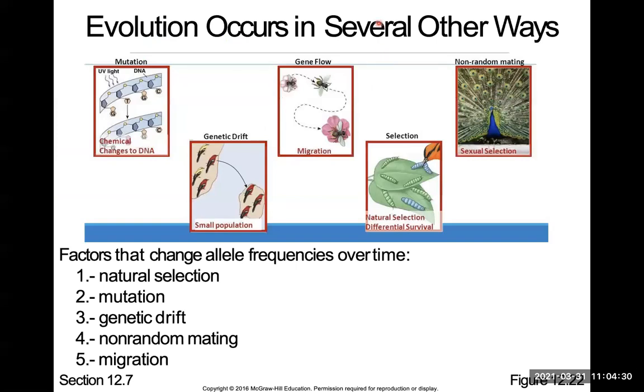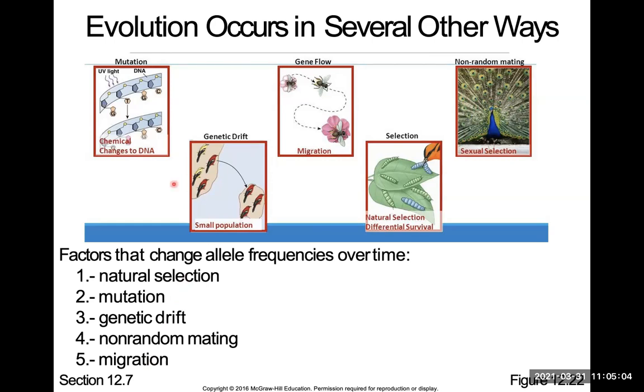Okay. So now we're going to talk about other stuff that can also cause evolution. If you remember, I said natural selection is not required for evolution to happen. So evolution can happen other ways as well. Natural selection is just one of the things on this list. Another one is mutation, genetic drift, non-random mating, and migration. So immigration or emigration. Immigration with the I, emigration with the E. So people coming in or people leaving.